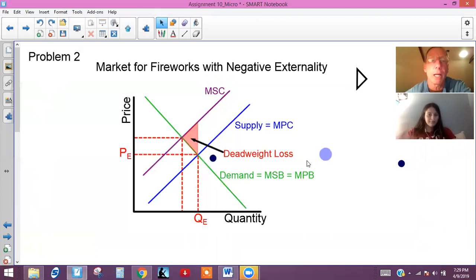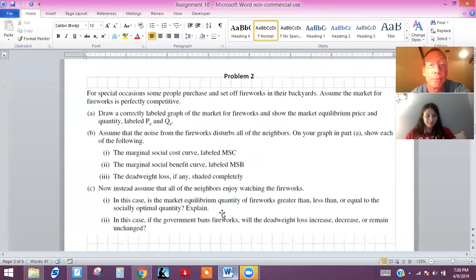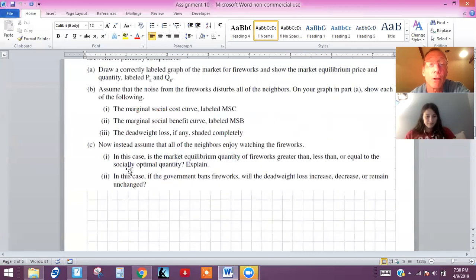Good. Okay. Now we're going to look at the fireworks from a different perspective. We're going to look at it from the perspective of people that like them. So now assume instead that all the neighbors enjoy watching the fireworks. In this case, is the market equilibrium quantity of fireworks greater than, less than, or equal to the socially optimum quantity? Now, I went ahead and drew the graph.